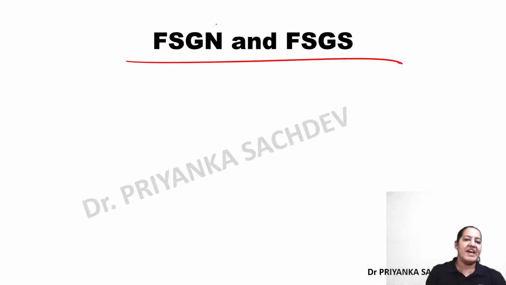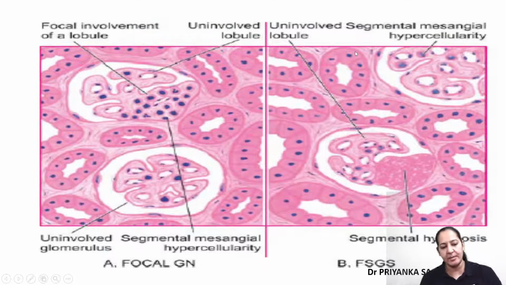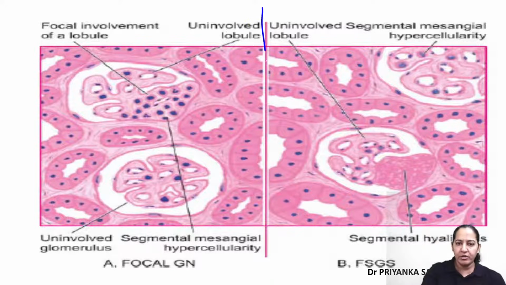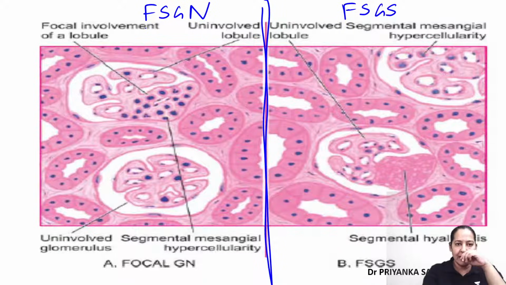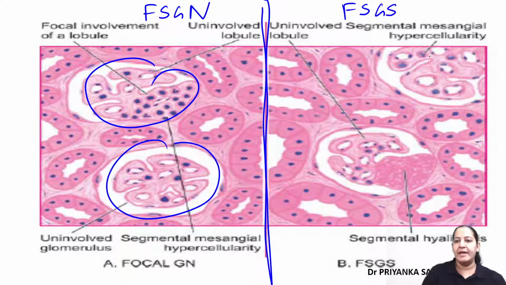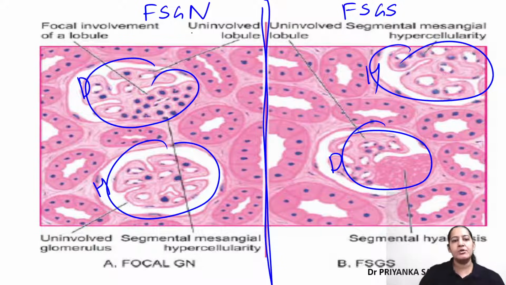Coming on the next two, FSGN and FSGS. Focal segmental glomerulonephritis, focal segmental glomerulosclerosis. You already know the two diagrams; just now I have explained the two diagrams. This is a diagram of FSGN. This is a diagram of FSGS. Focal segmental: the disease is focal, the disease is segmental. Here two glomeruli are there. Here also two glomeruli are there. What do you mean by focal? One glomerulus is healthy, one is diseased. Here also one is healthy, one is diseased. So can I say the disease is focal? Few glomeruli are involved, few are not involved in both of them. So that's why the disease is focal.